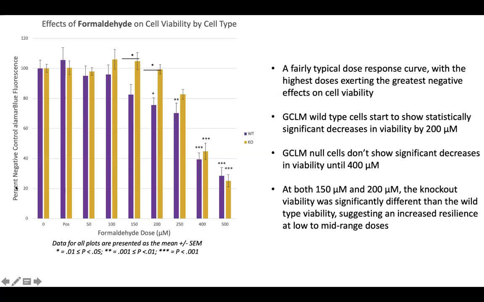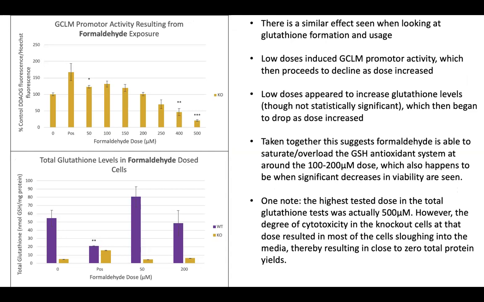Formaldehyde showed a classic dose response where if you increase the doses, you see decreased viability in both cell types. Interestingly, at those low to intermediate doses, the GCLM knockout cells actually were slightly resistant. Now, this may be due to the upregulation of various protective enzymes, and I'm going to talk about that later in our gene transcription and mRNA-seq data. They did show an enhancement of the GCLM promoter activity at the lower doses. That's in support of that contention.